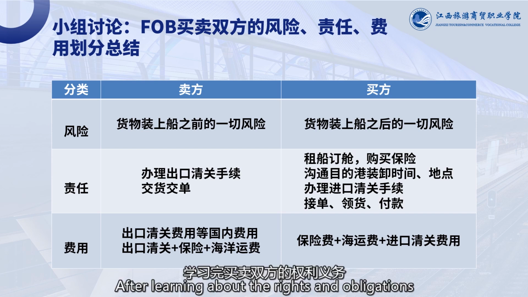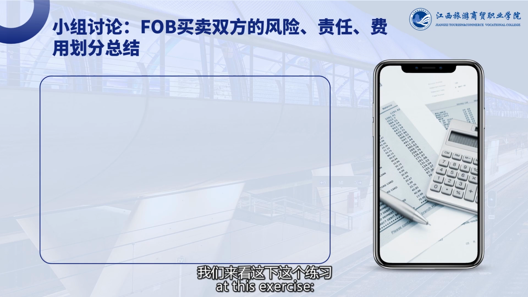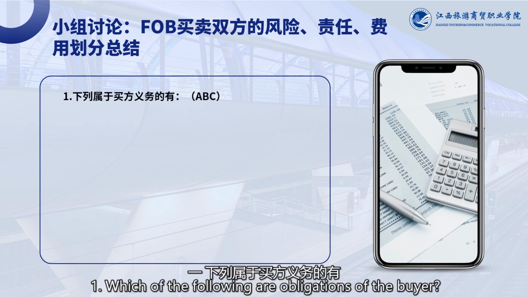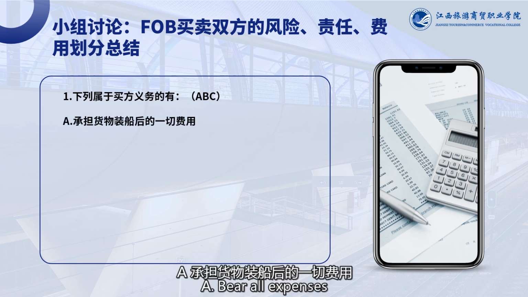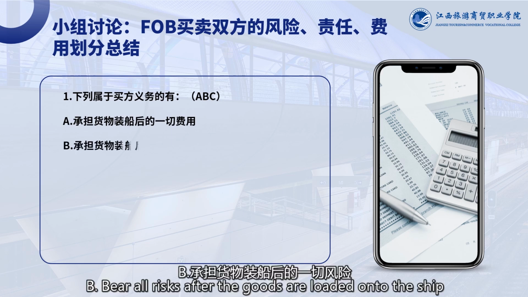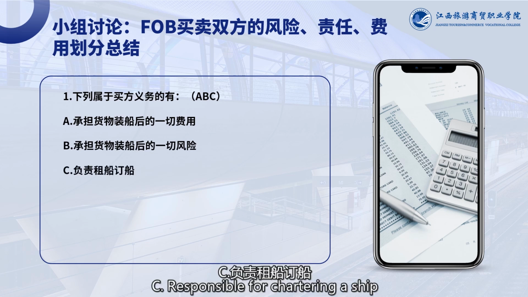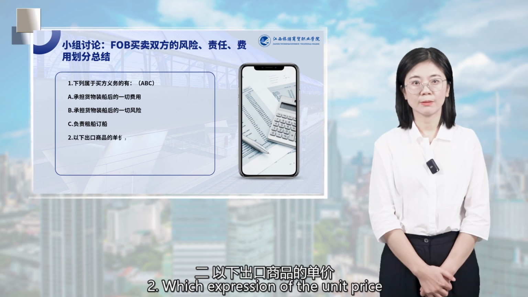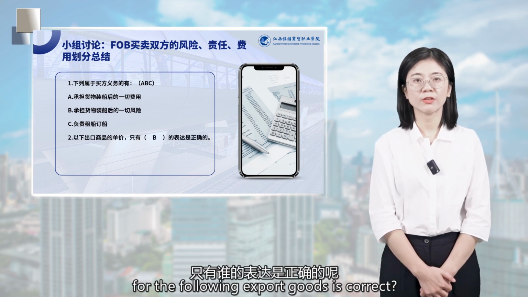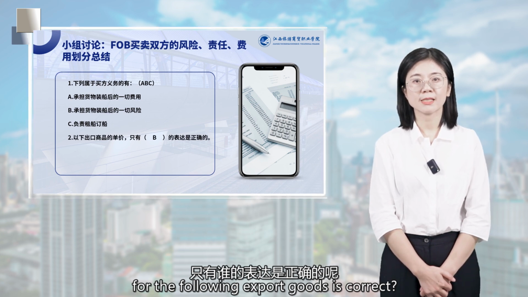After learning about the rights and obligations of both the buyer and the seller, let's take a look at this exercise. 1. Which of the following are obligations of the buyer? A. Bear all expenses after the goods are loaded onto the ship. Correct. B. Bear all risks after the goods are loaded onto the ship. Correct. C. Responsible for chartering a ship and booking space. Correct. 2. Which expression of the unit price for the following export goods is correct?